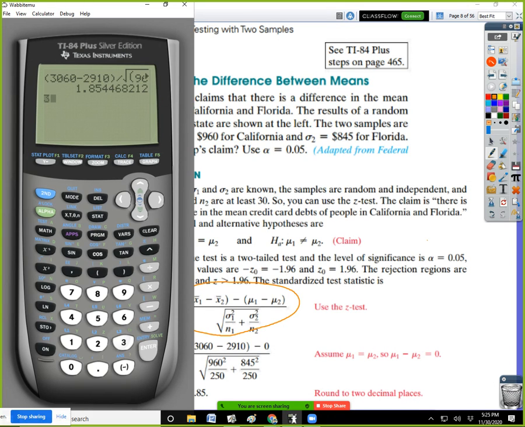I'm totally cool with you doing 3060 minus 2910 and getting that number and writing it down. And then going, oh, okay, let me see, 960 squared divided by 250 and getting that number, and then doing 845 squared divided by 250, right? And getting that, and then arrowing up and going that plus that, and getting a number, and then second square root, second the negative sign for my answer, right?